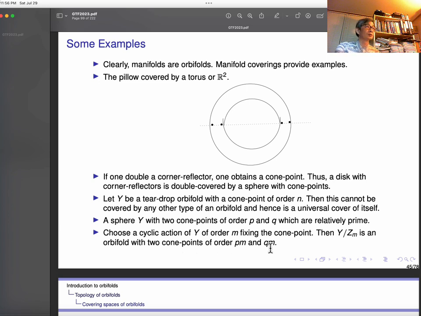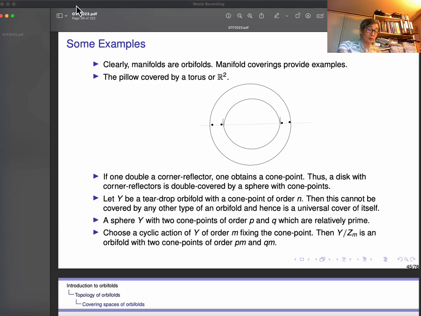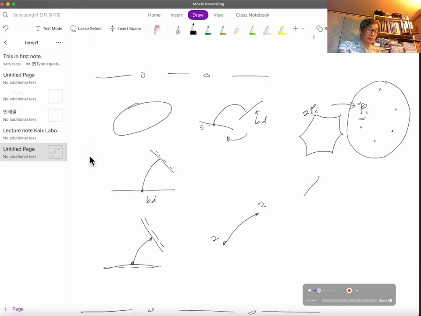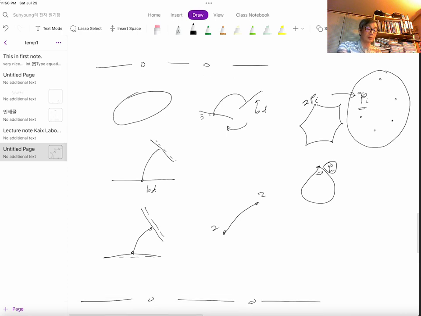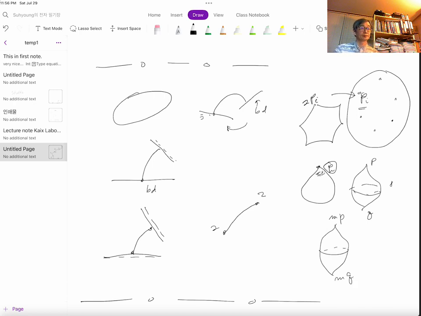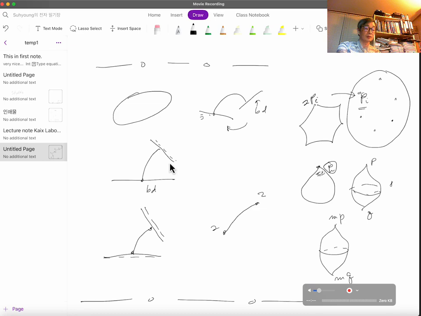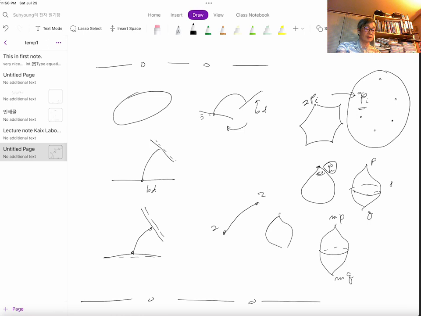So the teardrop will be something like this, with p, and then we haven't really told you how to compute the fundamental group, but there is no way to cover this by anything else. And then (p, q) with p and q relatively prime again. And then if there is some sort of cyclic group action, then you can promote this to orders mp, mq, like this. Again, of course, there's some cyclic group action you can do here also, like you could also get mp and then m here.